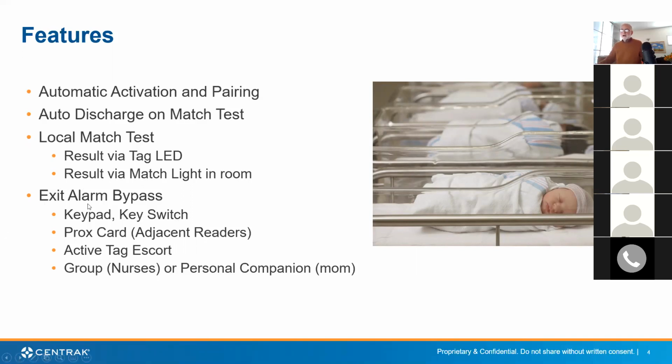We've got a bunch of alarm bypass options. Of course, the mother, if she's with the infant, can escort the infant out the exit. You can use a keypad, you can use a key switch, or you can use a prox card, so the nurse or the mother doesn't carry an active card, but rather a simple, inexpensive prox card, and you associate the prox reader with the LF at the door. You can have either group associations for escort or personal companions, right? Right, okay.